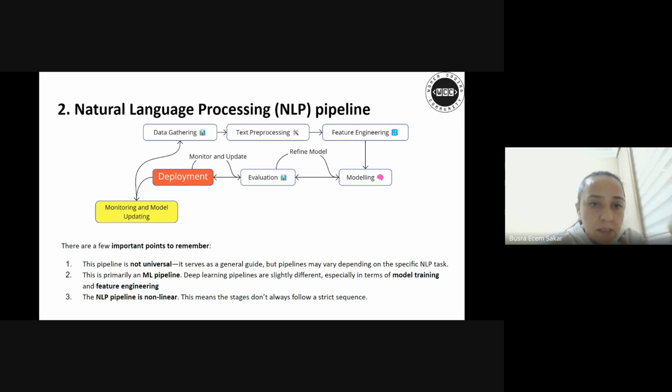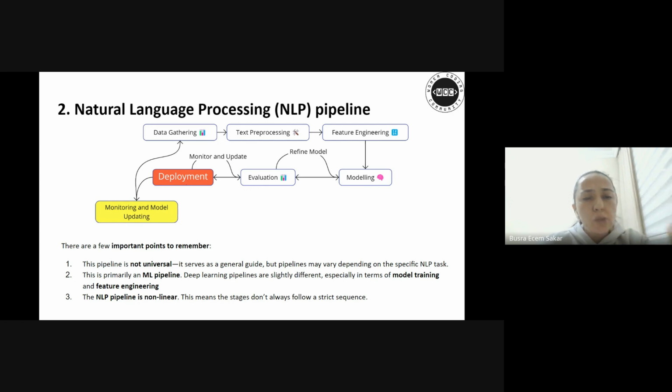After that comes deployment. This is where the model is integrated into an application or system, making real-time predictions or classifications on new data. Finally, we enter the monitoring and model updating phase. Once the model is deployed, it's crucial to monitor its performance over time, especially as new data comes in. So we may need to update or retrain the model to keep it accurate and effective.